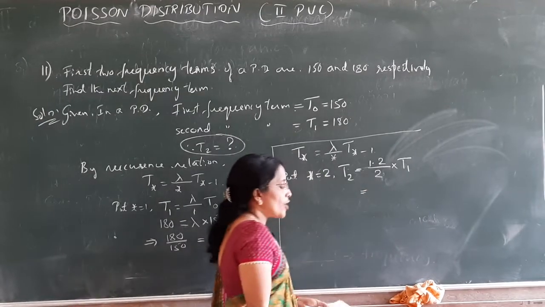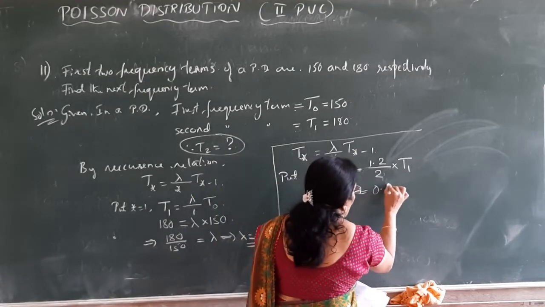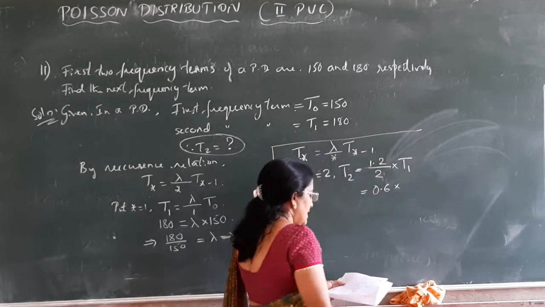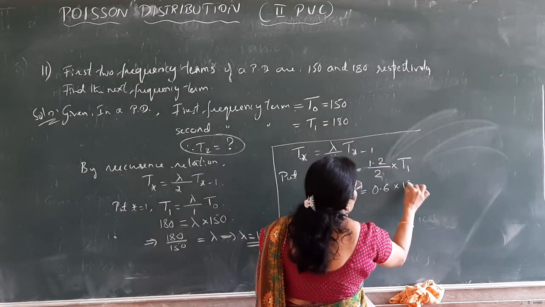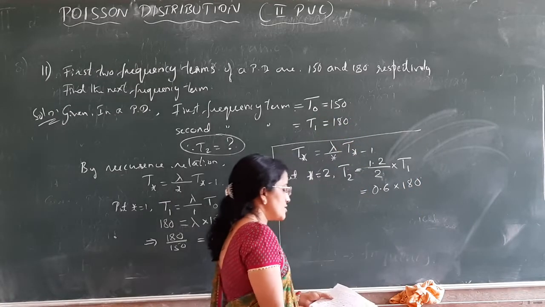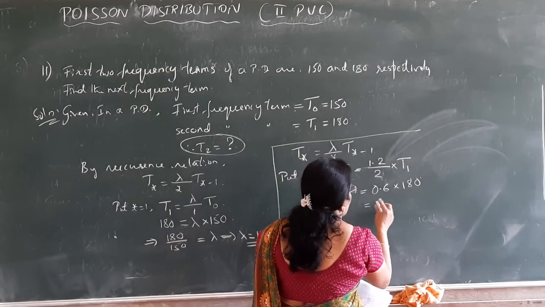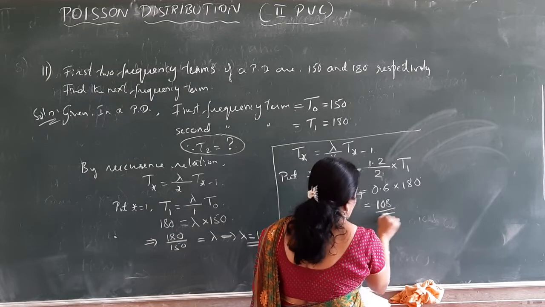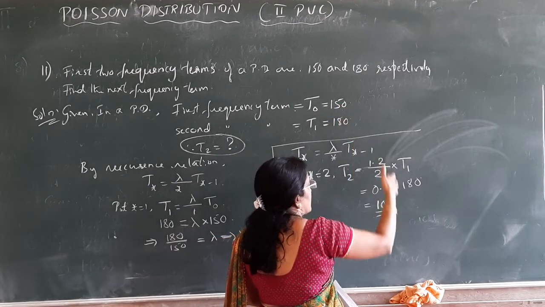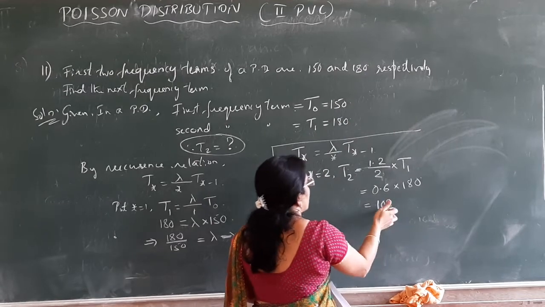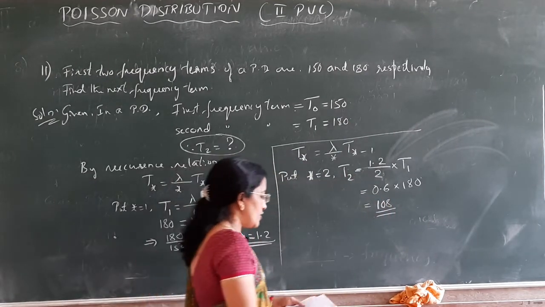Next, 1.2 divided by 2 into T1, that is 0.6 into T1. T1 is given, that is 180. Right? So 0.6 into 180, the answer is 108. So first frequency term, second frequency term, the next frequency term, that is T2, third frequency term, it is 108.